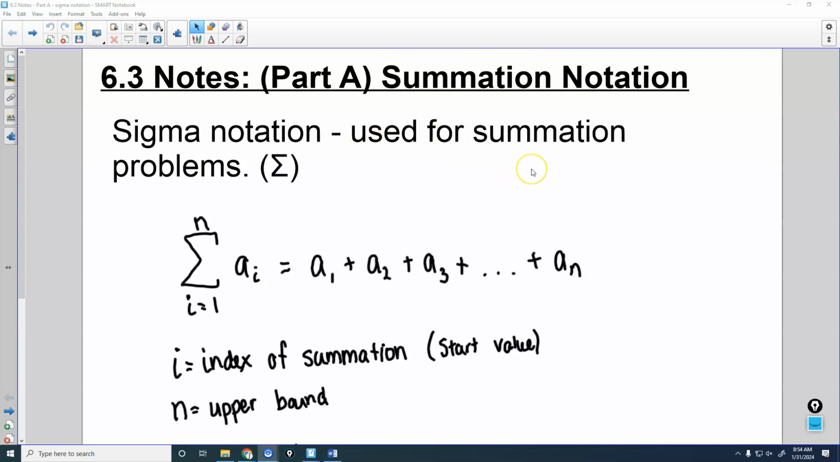Notation is used for summation problems. Okay, so this fancy E right here, which is one of my more favorite math symbols, if it's typed. I don't like writing it because I don't write it very pretty. Yes, there's a Greek letter called sigma here, and it is going to be used for summations.